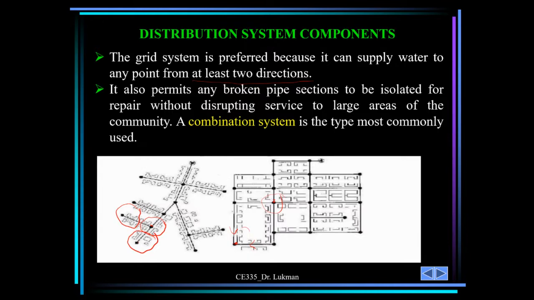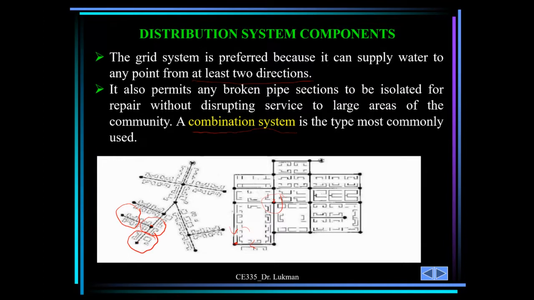So the grid system also permits any broken sections to be isolated for repair without disrupting service to large areas of the community. This I just mentioned. So a combination system is the type most commonly used. Okay, so you have a combination system, which is the type most commonly used.